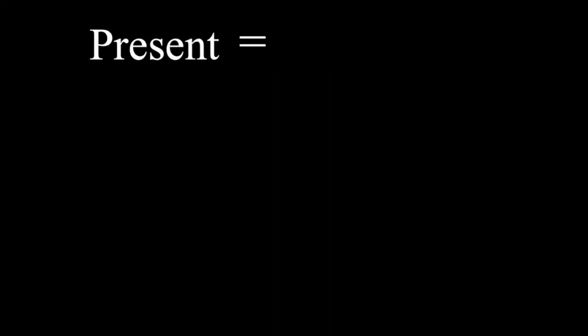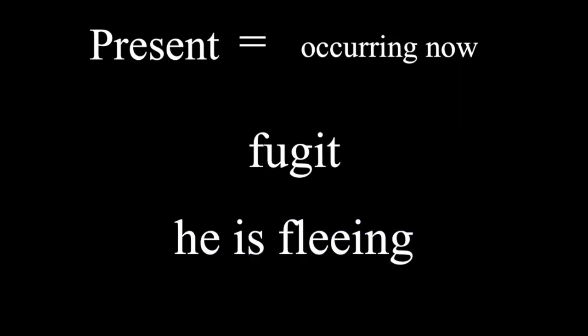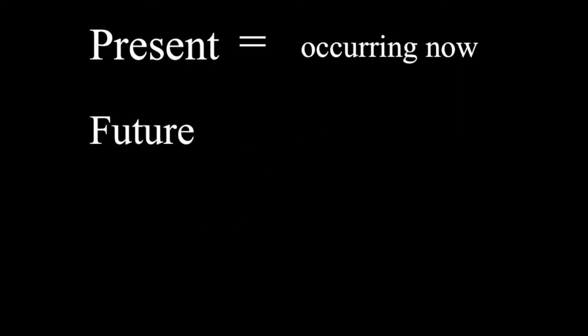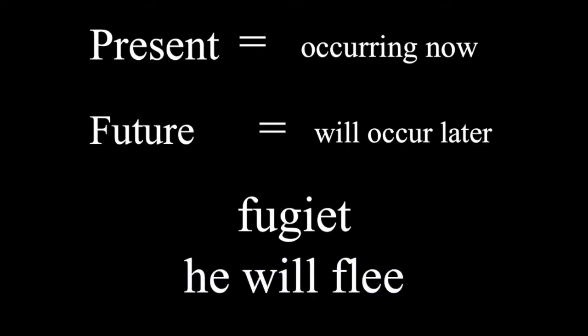Now, the present tense obviously tells us what is happening now. A sample Latin verb is fugit, which means he is fleeing. Simple enough. The future tense, of course, tells us what will happen later. The future tense of fugit is fugiet. Remember that it's third conjugation, so it has that E to indicate future tense. This verb means he will flee.